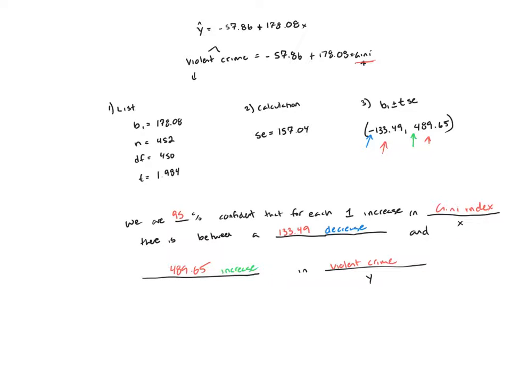What's interesting in this is that when we get our 95% confidence interval, we're not actually sure if a change in the Gini index increases or decreases crime. This tells us that, in fact, changing the Gini index might have nothing to do with the violent crime rate, according to this specific study.